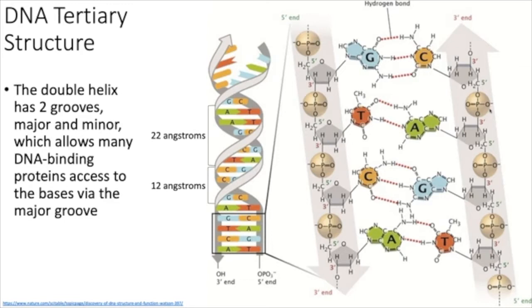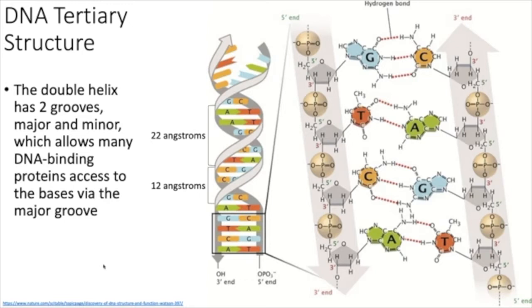And so that means we end up with two grooves, our major groove, which is a little bit bigger. Okay, so you can see it here. It's 22 angstroms wide. And then we have our minor groove, which is only 12 angstroms wide. Why is that important? Well, we have lots of enzymes, which we're going to talk about in a little bit, that need access to the DNA, to that DNA code. And so we have our major and minor grooves, so that allows our major groove to be a little bit bigger and thus allow access to those nucleotides by proteins or enzymes that need access to them.